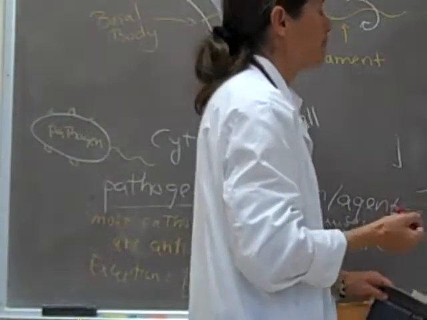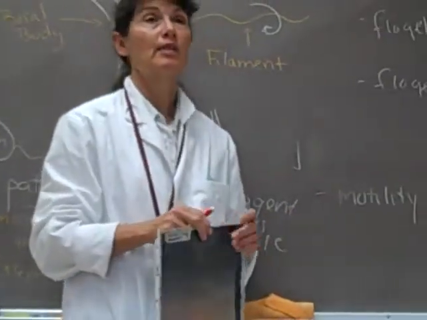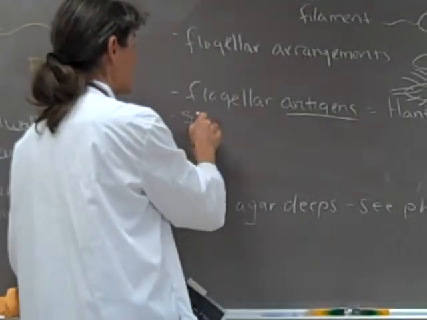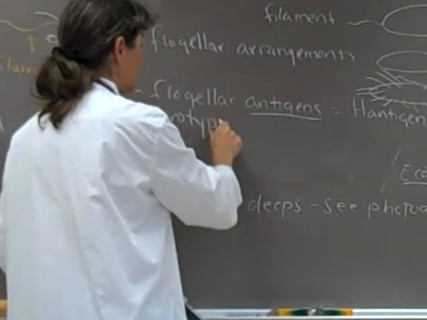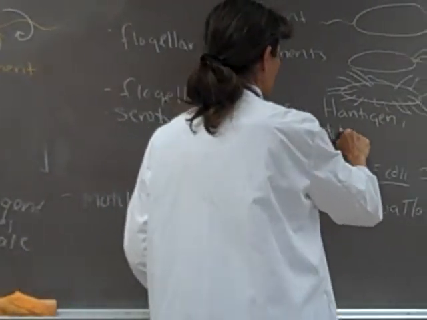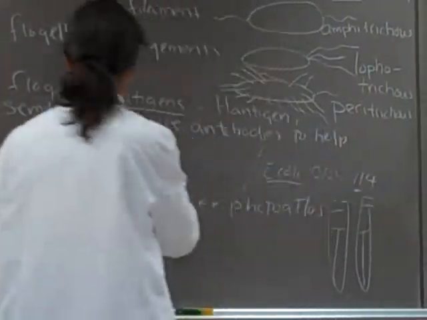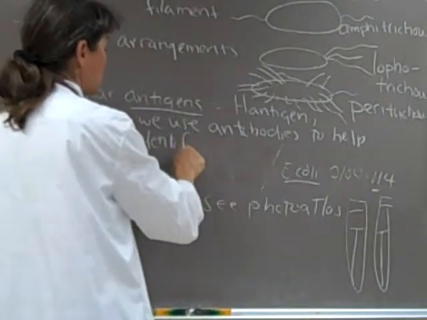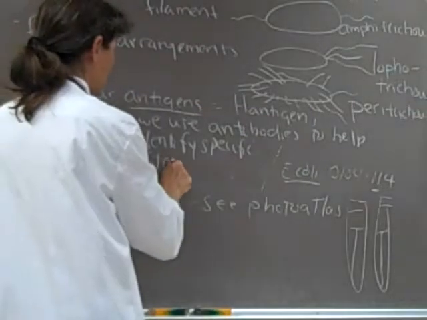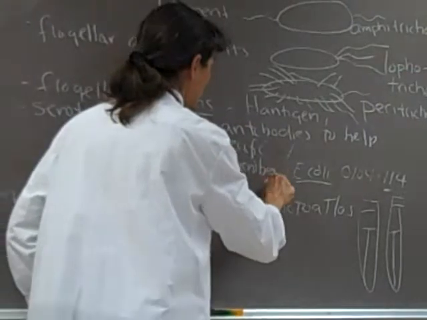Okay, so this process by which we use antibodies to identify unknown microbes is called serotyping. So in serotyping, we use antibodies to help identify specific strains of microbes. Okay, so that's where we're heading with this.